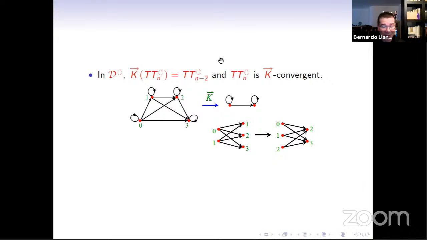loops on every vertex, then again it is K convergent, and it goes 2 by 2. In every step you lose 2 vertices because of the behavior of this type of graphs.